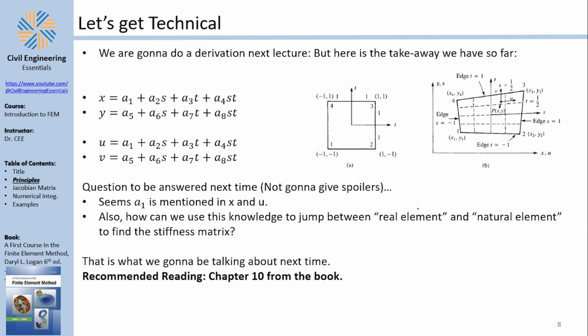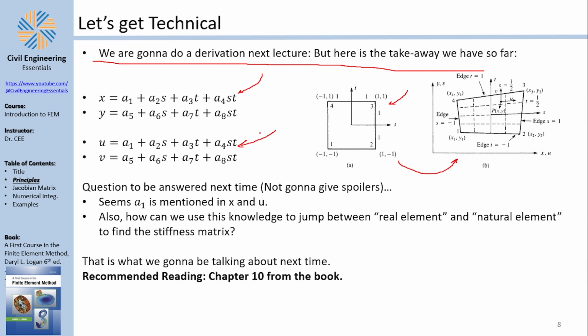So this is the last thing I want to mention. What we learned so far is that we have a perfect shape, which is the shape of the natural coordinates. We have the real shape, which is on the real coordinates. We have a way to connect the x of the real with the s and t of the perfect, and the displacements of the real into the displacements of the perfect. I'll be talking about this in the future.